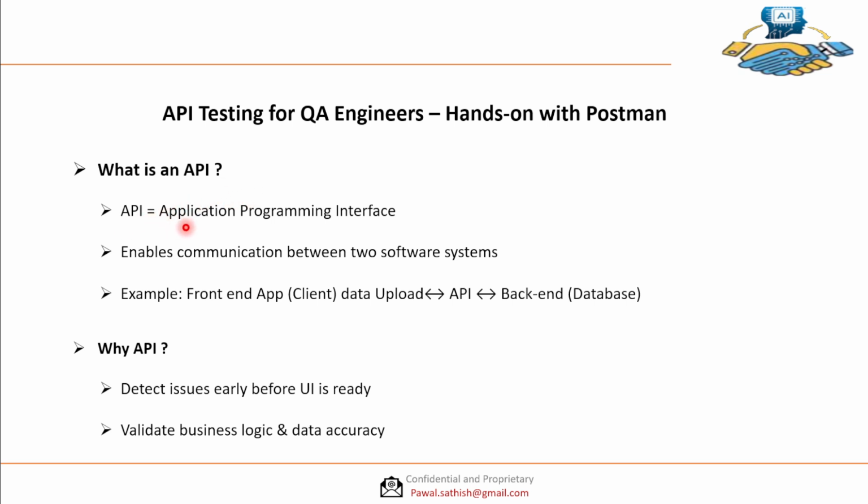So API is nothing but the application programming interface, and it enables the communication between the two software systems. So basically why API is required. When our UI is not ready and we need to verify the business logics or the data accuracy, and we need to identify the issues as early as possible. In that case we can use the API verification using Postman.